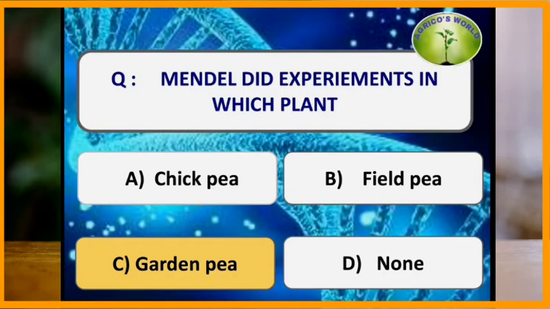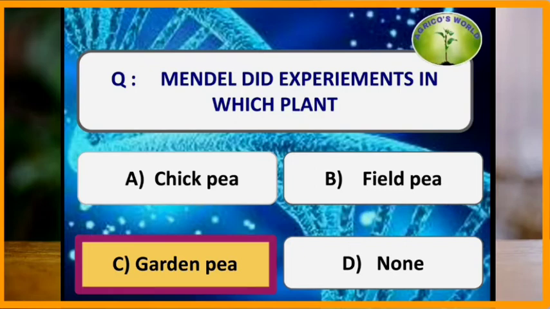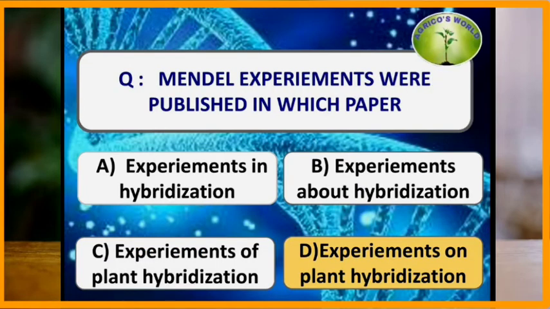Mendel did his experiments in which of the following plants? Mendel did his experiments in garden pea, that is Pisum sativum. Along with that, he also did experiments in rajma and hieracium and also in the honeybee. Mendel's experiments were published in which paper? Mendel's experiments were published in Experiments on Plant Hybridization, and it is a paper.